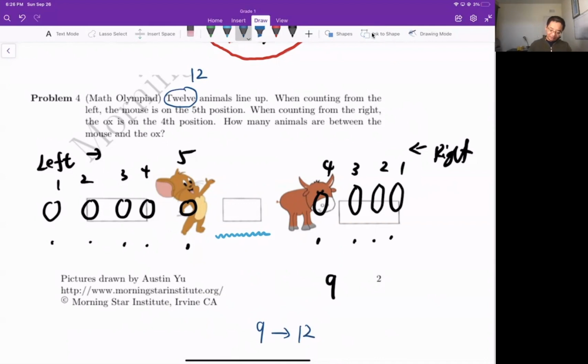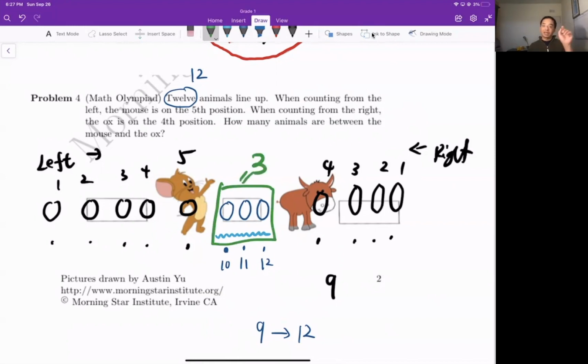9, 10, 11, 12. So we add 3 more to go from 9 to 12. 10, 11, 12. So the answer is 3. So there are 3 animals between the mouse and the ox.